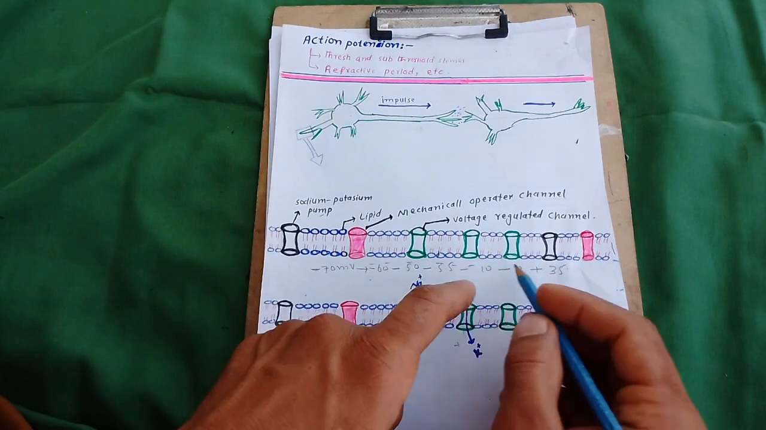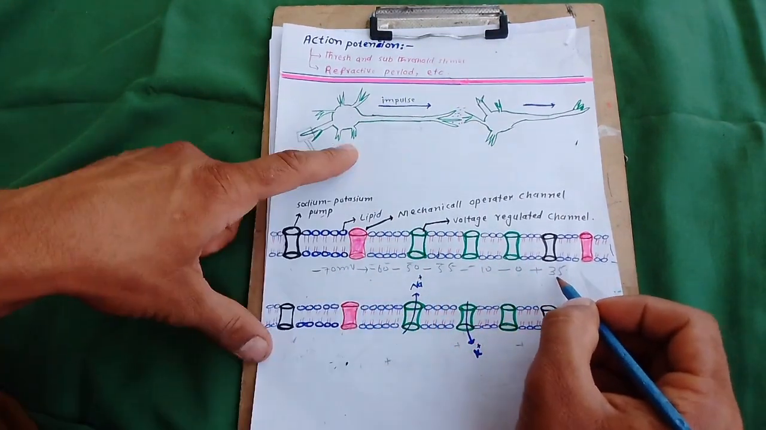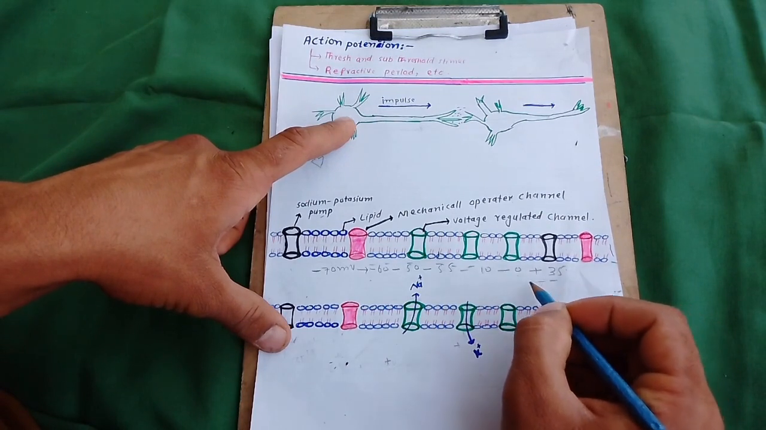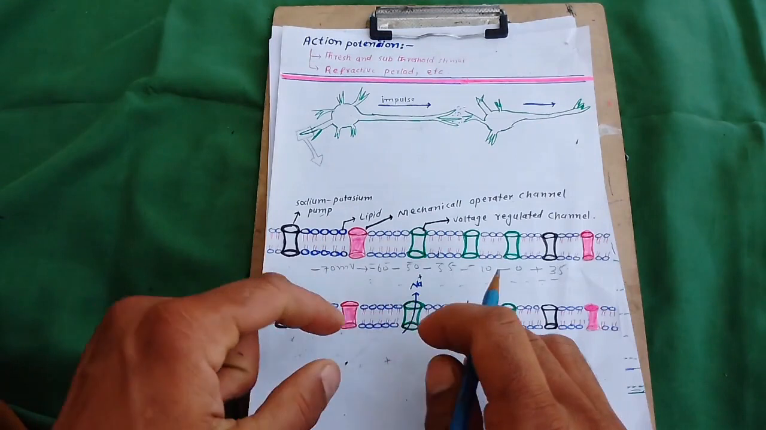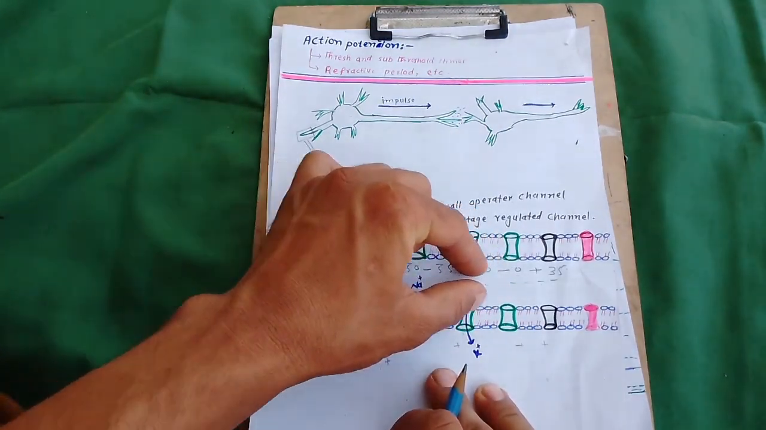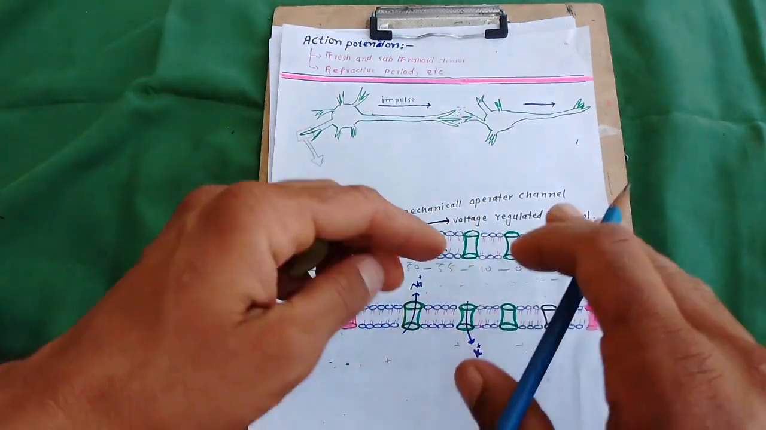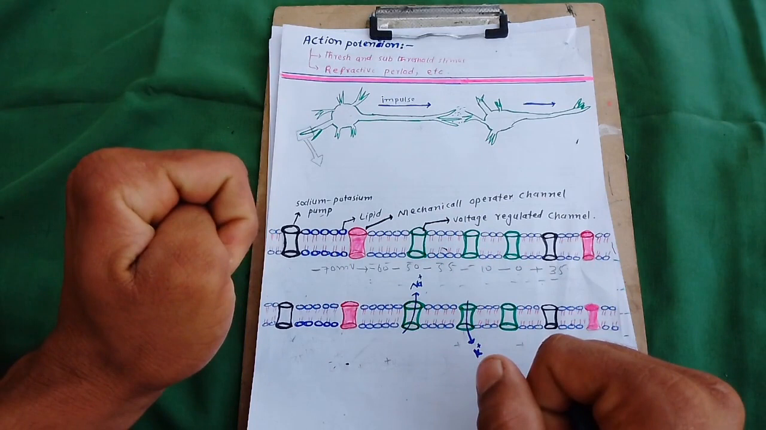Okay, after this phenomenon, the potassium goes outward, and there again the negativity increases. So sodium goes inward, it decreases the negativity. Inside, the negativity is decreased. So this phenomenon is called depolarization.